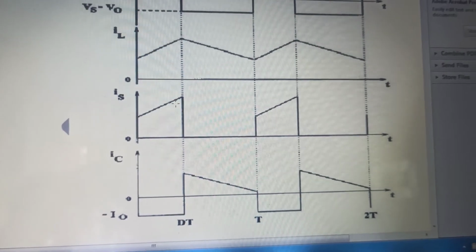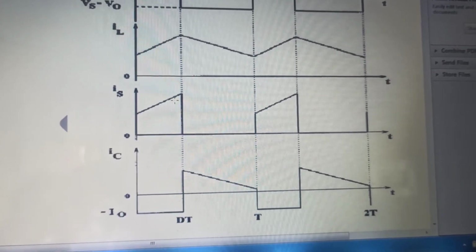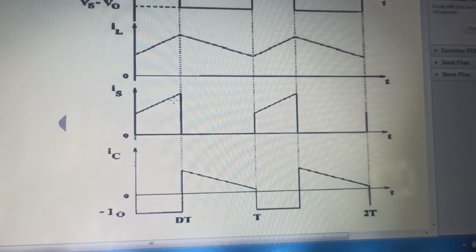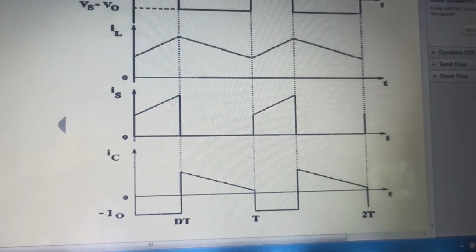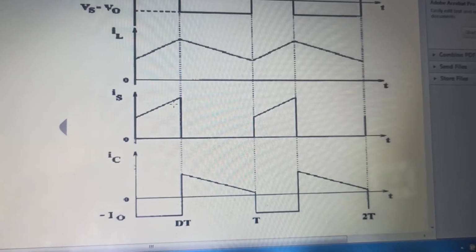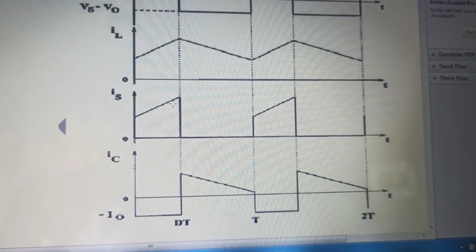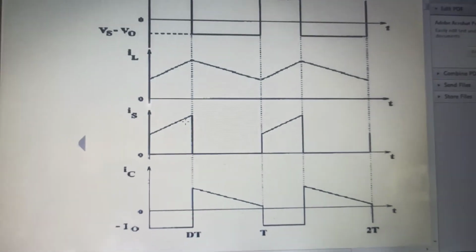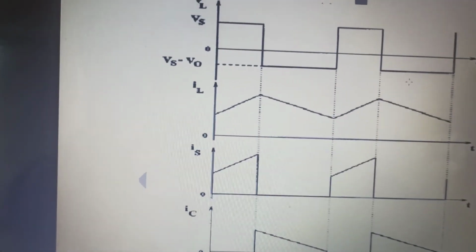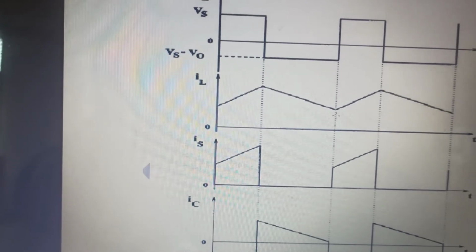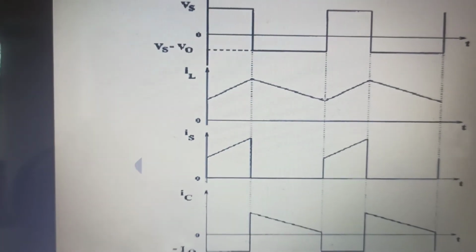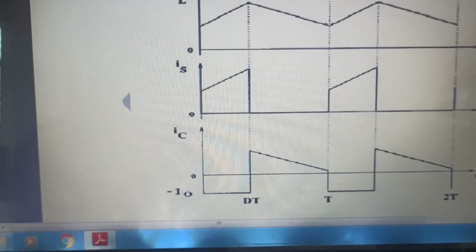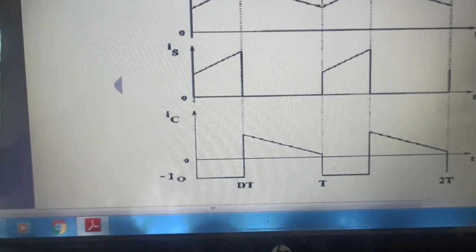The just continuous case can be checked very easily. You have to do just one thing: look at the inductor current and see whether its average value is positive or not. If it is positive, then it is for sure. Or have a look at this point, IL minimum. If IL minimum is coming out to be 0, then the DC converter is operating in just continuous mode.